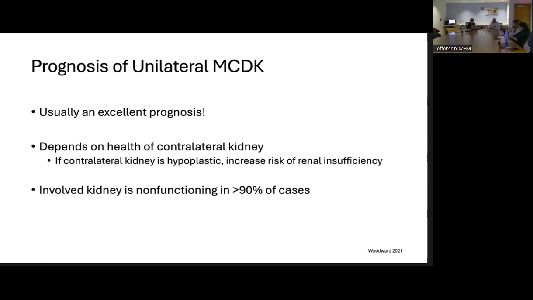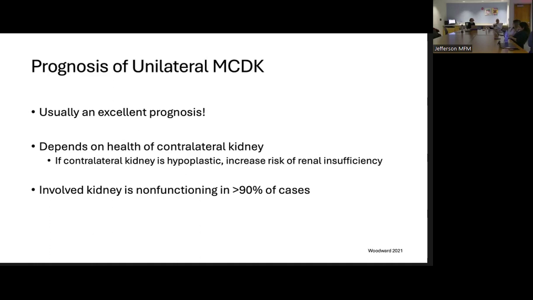So importantly, you see this finding and you now have to counsel the patient on it. What is the prognosis? That's what patients care most about, right? How is this going to affect my baby? And the reality is if it's unilateral MCDK, it's an excellent prognosis. Overall, the prognosis depends on the health of the contralateral kidney. For example, if the contralateral kidney is hypoplastic, this will increase the risk of renal insufficiency. But if that contralateral kidney is normal and functioning normally, then it's an excellent prognosis.